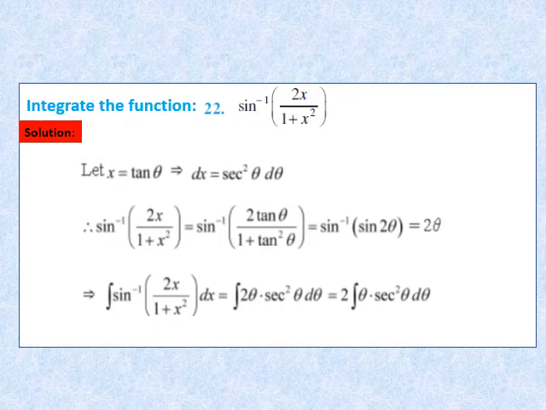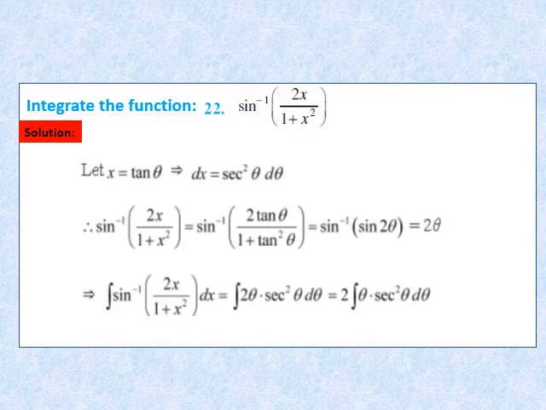Moving to question number 22. Integrate the function sin inverse (2x upon 1 plus x square). So we are going to use a trigonometric identity. Putting x equals tan theta, we will get dx equals sec square theta d theta. Therefore sin inverse (2x upon 1 plus x square) will be equal to sin inverse (2 tan theta upon 1 plus tan square theta), which will give sin inverse (sin 2 theta), because sin 2 theta is equal to what? 2 tan theta upon 1 plus tan square theta. So this becomes 2 theta.